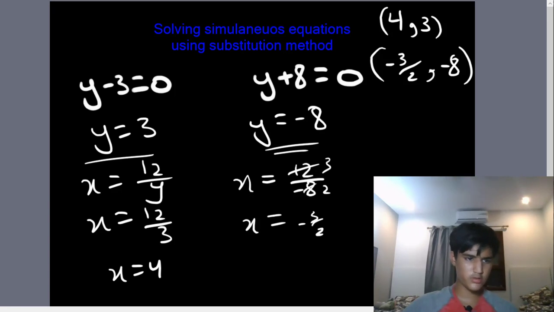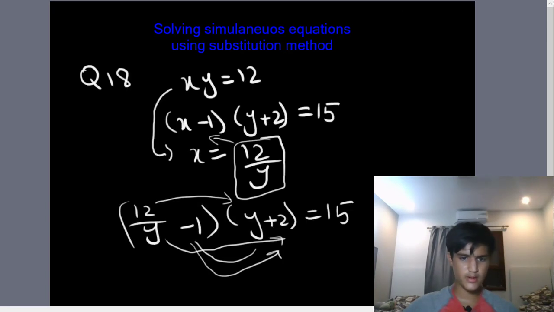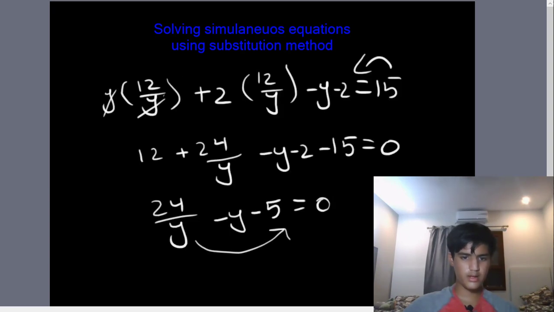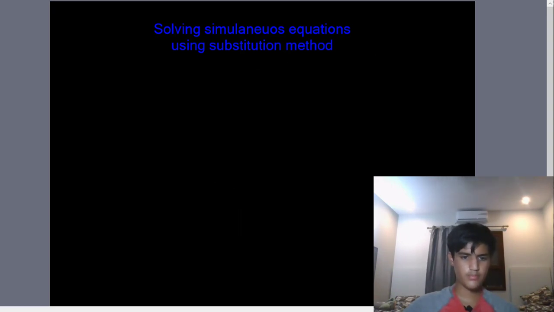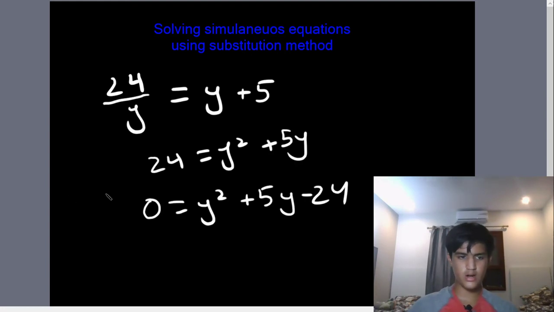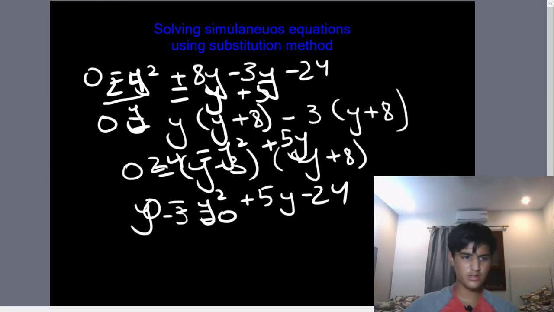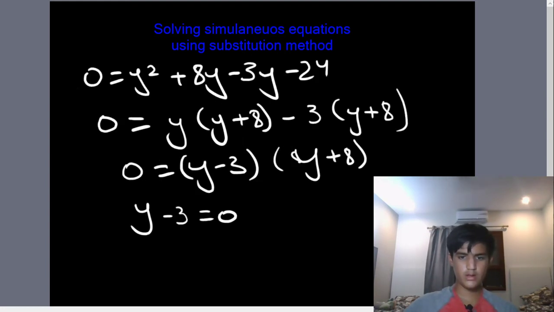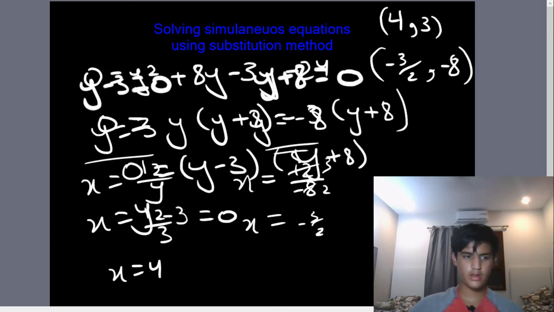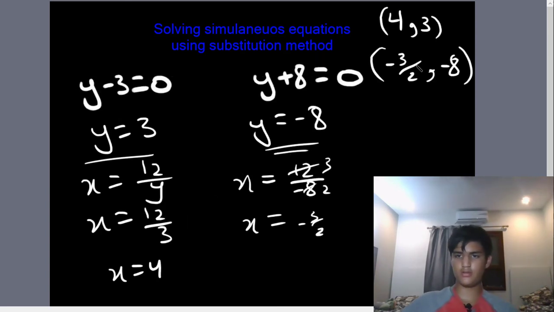Let me just walk you through the steps one more time. So this is step number 1. Then we did this, and then turned it into a quadratic equation. We solved it, and we put the values of y to find x and found two answers.